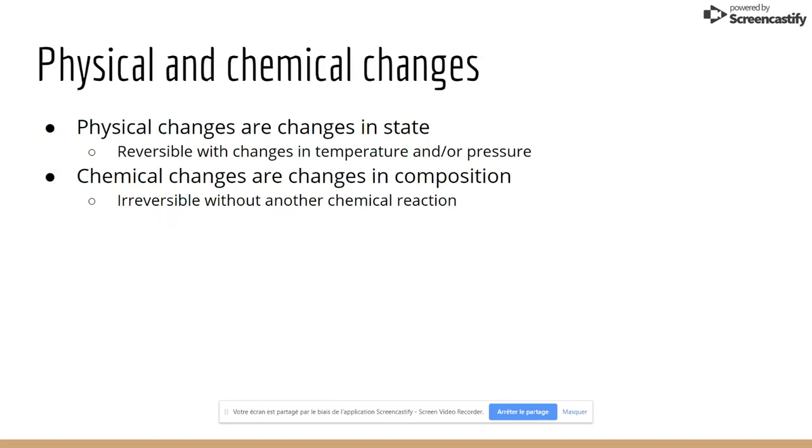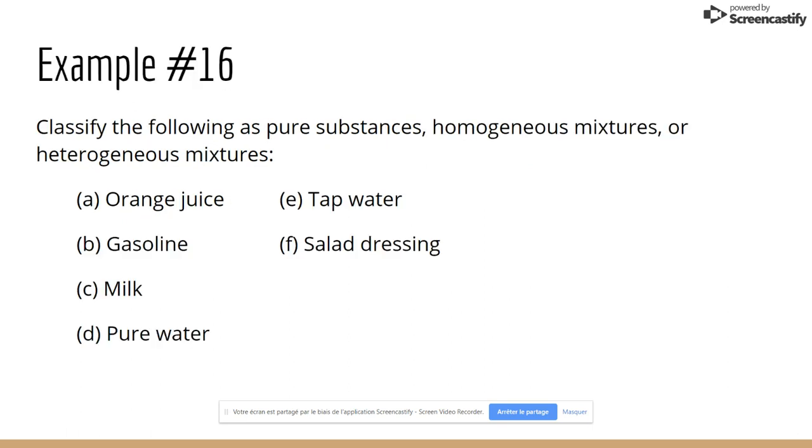Pause here. And these sort of go with the types of mixtures as well, physical versus chemical changes. Physical changes are changes in state. So when you have distillation, for example, you're taking advantage of a physical change in order to separate a mixture. Whereas chemical changes are changes in composition, you creating something that wasn't there before. These are irreversible without another chemical reaction. Pause here.